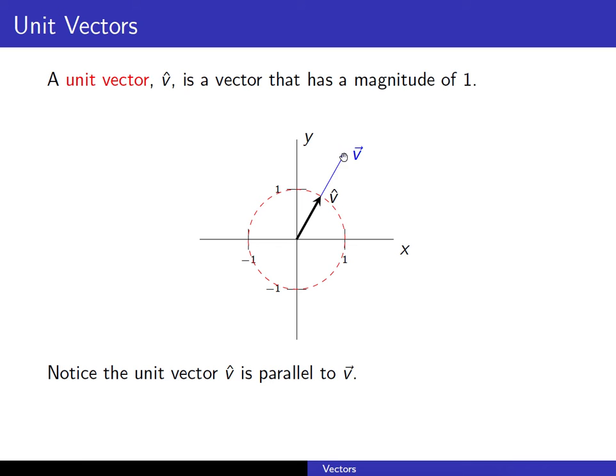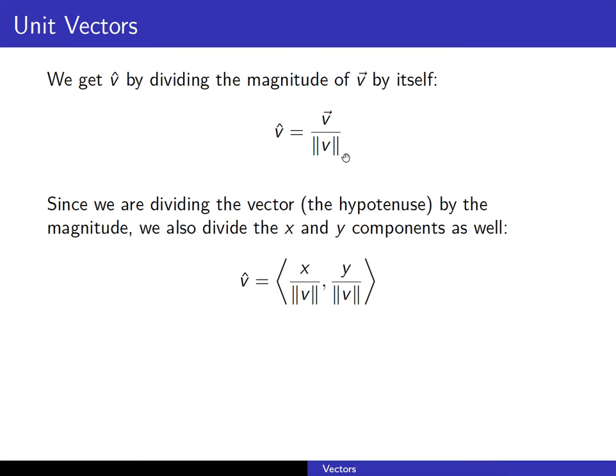Now, bear in mind, if we divide the hypotenuse by itself, we're also going to have to divide x and y, not by themselves, but by whatever this hypotenuse was. Divide the hypotenuse by a number, you also have to divide x and y by that number. Whatever we do to the hypotenuse, we must also do to the base and the height, which are your x and your y. So that's how you find the unit vector. You just divide the components by the magnitude of the vector.